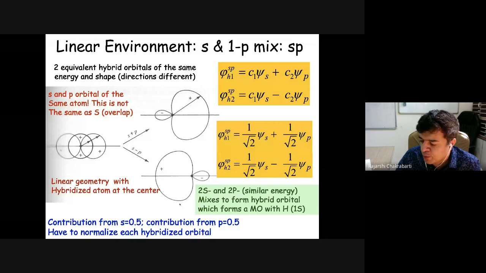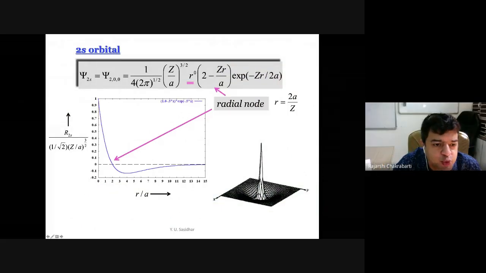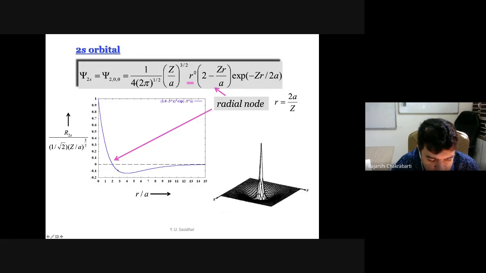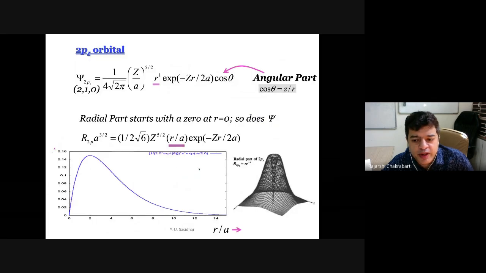So what will be the correct picture? What should I do if I want to construct the correct picture? Suggestion: we include the inner lobe. Yeah, because 2s has a radial node, no? It starts with plus and then goes down. It becomes negative and then eventually zero. That is the radial part. Anyway, that is the wave function itself for 2s. For 2p, you have no radial node.